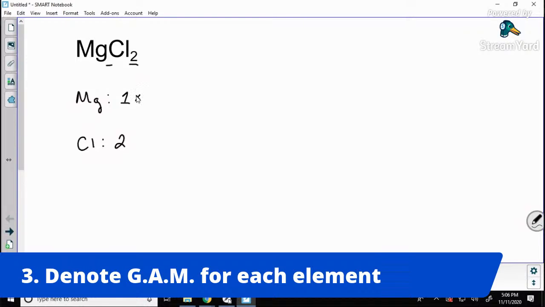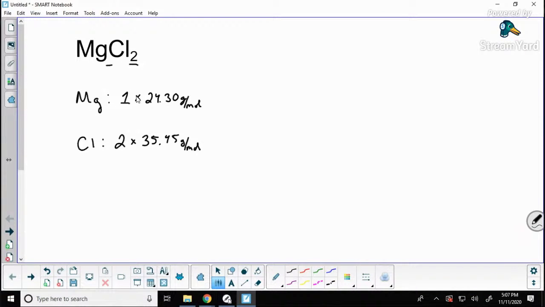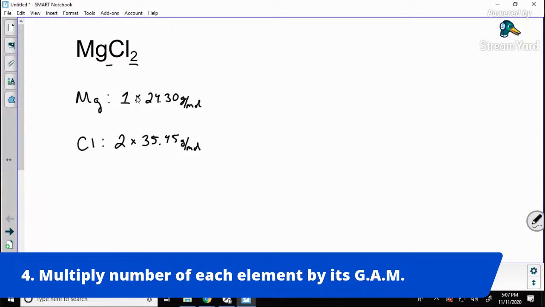So magnesium, again, is that mass at 24.30, and that would be units of grams per mole, because it is the gram atomic mass. 2 chlorines, each at 35.45, and again, units of grams per mole. And you can abbreviate mole as MOL. You don't actually have to put the E on the end of it. Now that I've denoted those gram atomic masses, I'm going to multiply the number of each type of element by its gram atomic mass.